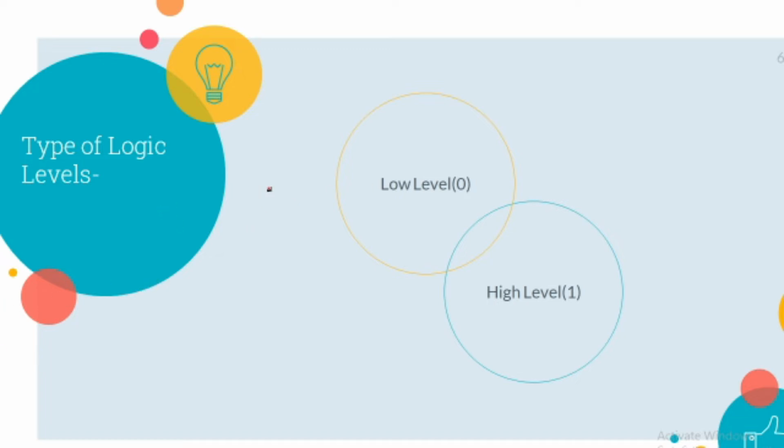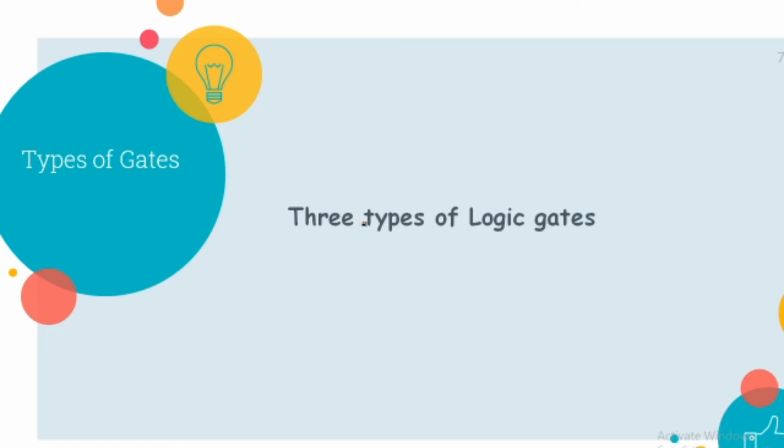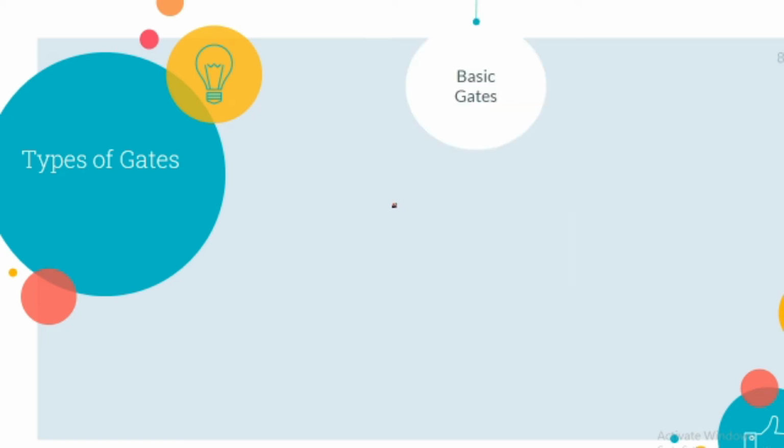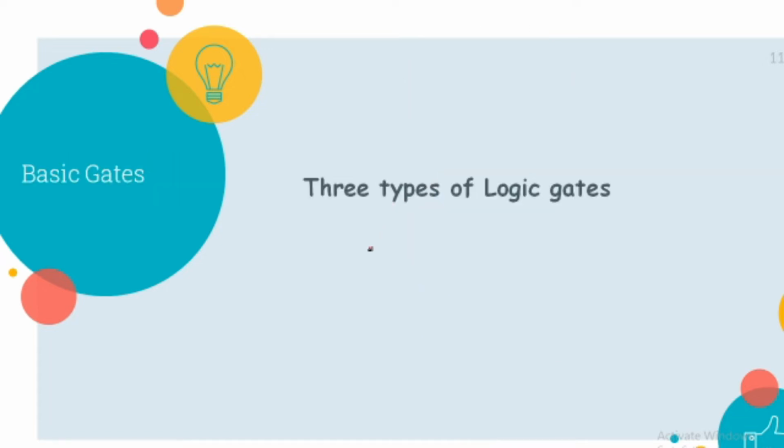Now let's discuss the types of logic gates. There are three types of logic gates. The first is basic gates, the second is universal gates, and the third is special gates. Firstly we will discuss basic gates, then universal gates, and then special gates. So let's proceed and discuss basic gates.